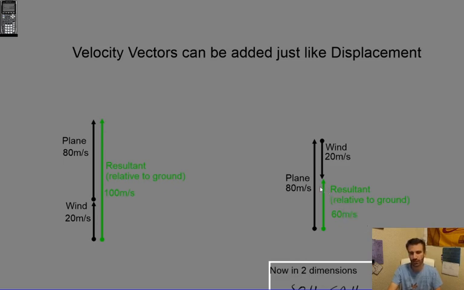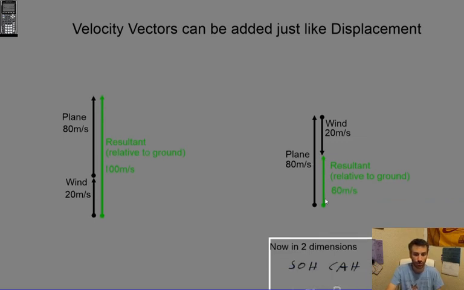If the two vectors are moving in opposite directions, then they will subtract. It's still technically addition, but they are in opposite directions, so one of them is a negative direction. And we will have a 60 meter per second result. So this is how fast the plane would be moving relative to the ground.